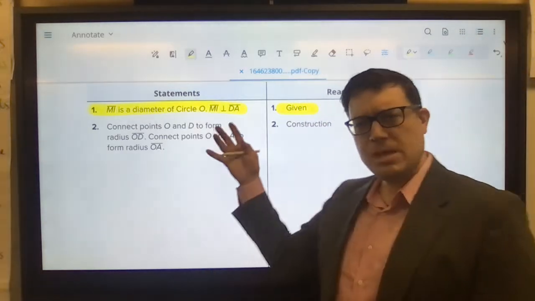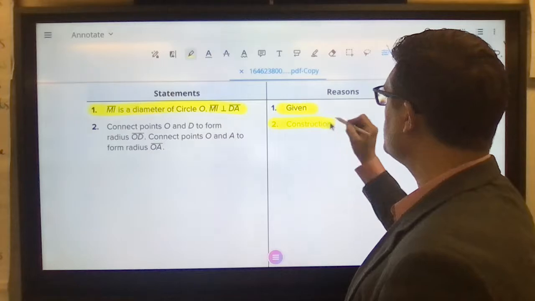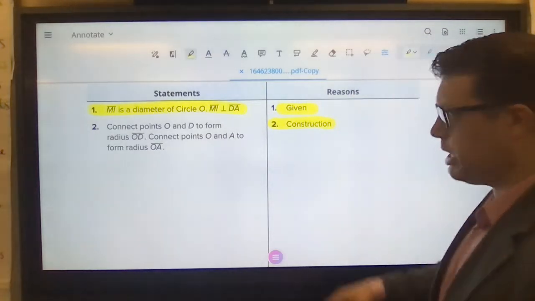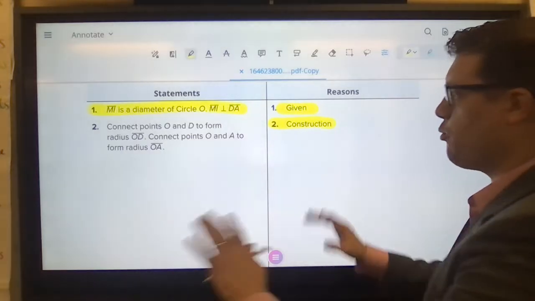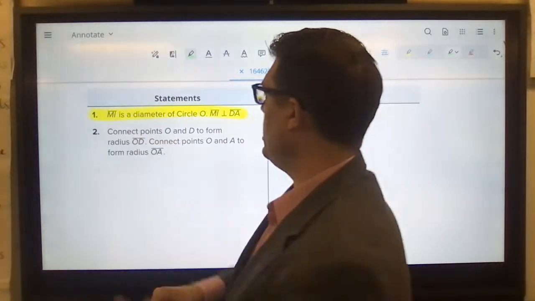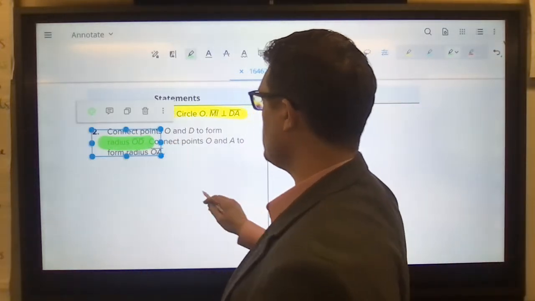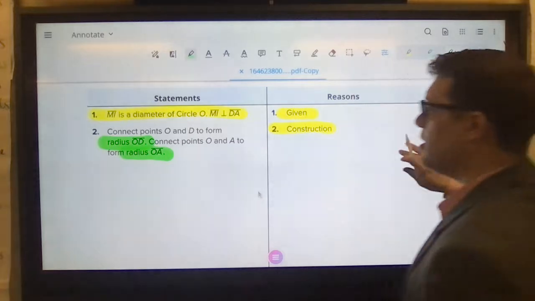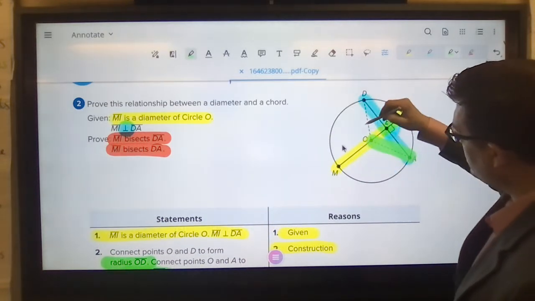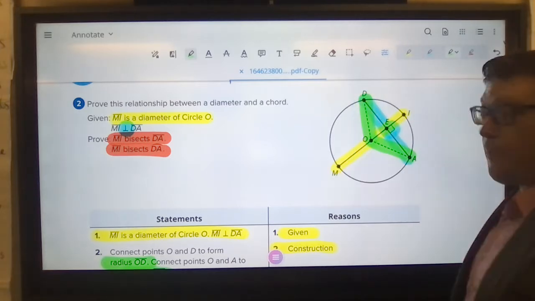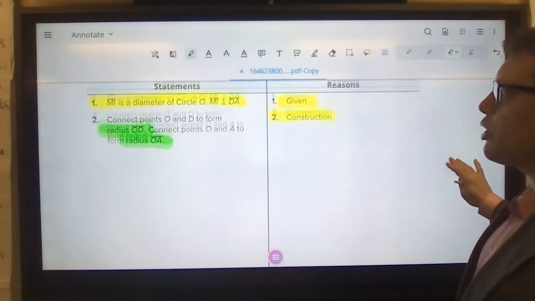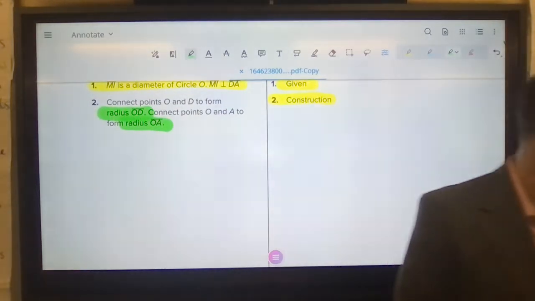Then notice something else is happening. They use the words under construction. That's technically also a given, literally by saying connect O and D to form radius OD. So maybe let's bring in some green on this one. Connect O to D to form radius OD and radius OA. In our picture, that's radius OA and that's radius OD. Looking at that, I'm thinking isosceles triangle, and probably at some point I'm going to be using that, but let's just see where things go.